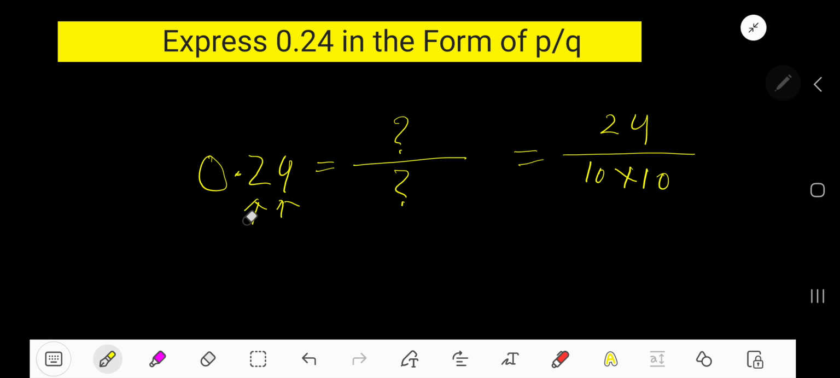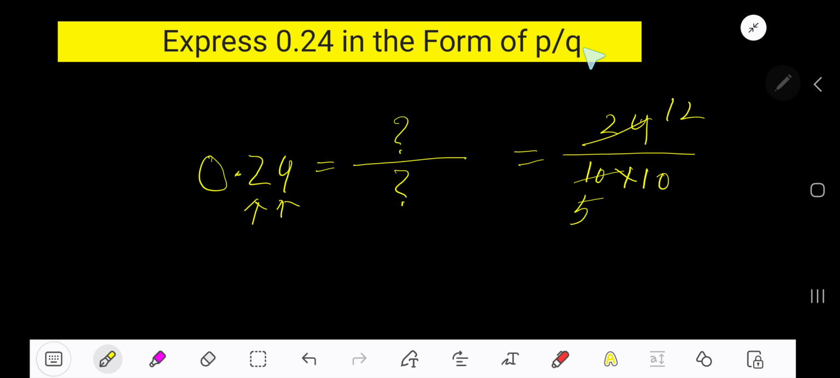This is the rule. Now we need to reduce this fraction. So how to do that? Divide the numerator and denominator by a common number, which is called a factor. This 24 is divisible by 2, and this 10 is divisible by 2. So we are getting 5 here, and here we are getting 12.